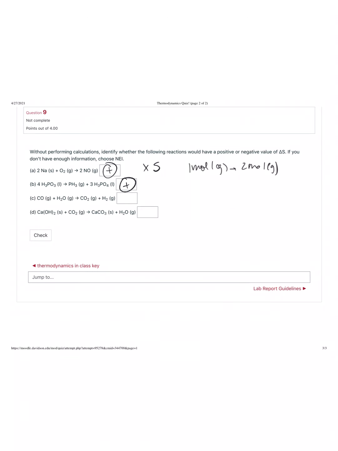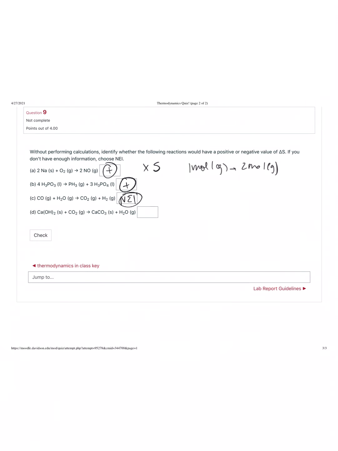Let's look at C. We go from CO gas plus H2O gas to CO2 gas plus H2 gas. We have the same number of moles of gas on both sides, and honestly, there's nothing here that gives me a tip about what is happening. So this is an instance where we have an NEI, or not enough information, because the thing we usually use, how many moles of gas we have, is the same on both sides, and neither side has a solid, so we really can't tell.